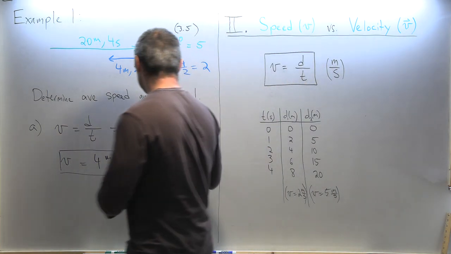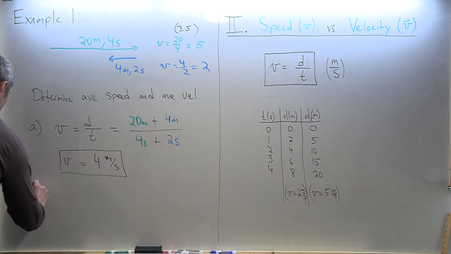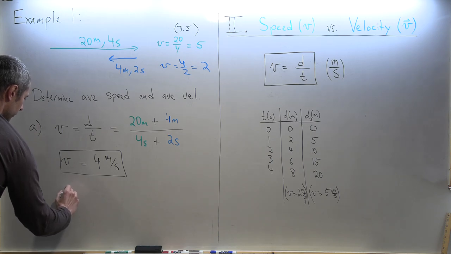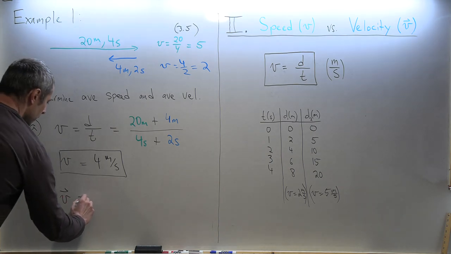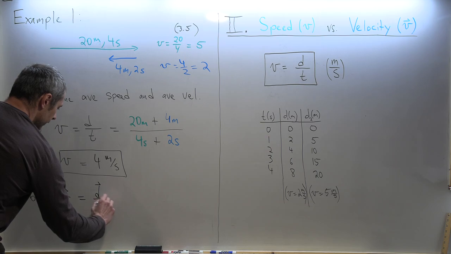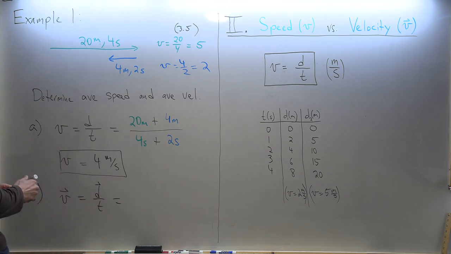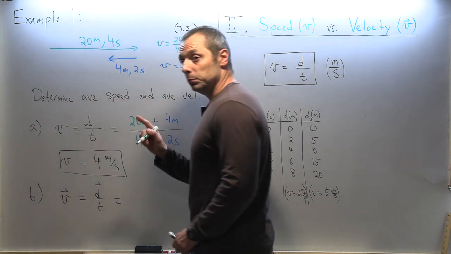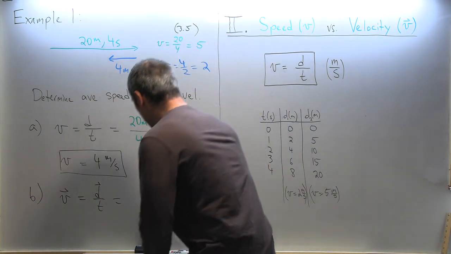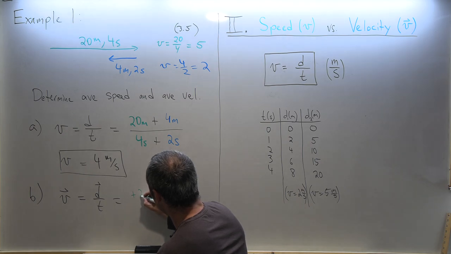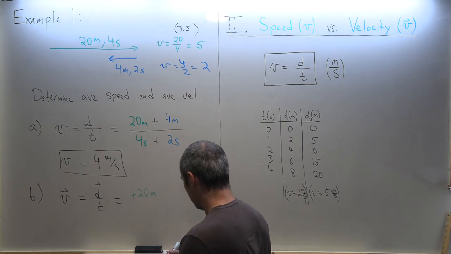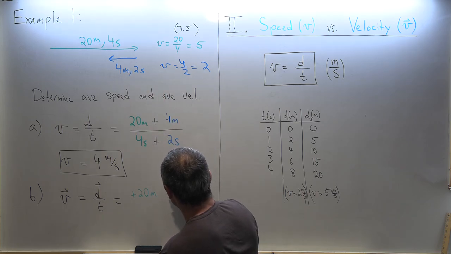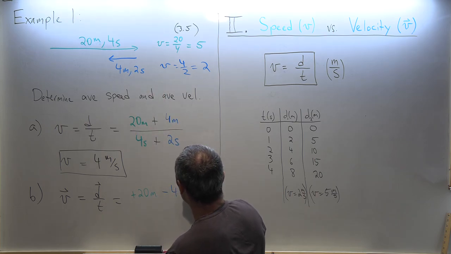Now, the velocity, you would do a similar calculation. Average velocity, and I'll put a vector over the v, would be displacement over time. Total displacement. So what I have is in the forward direction, now with displacement, direction matters, it's a vector. So I'm going to call this positive 20. And this is backwards. So I've got to indicate backwards. Maybe I'll put -4.